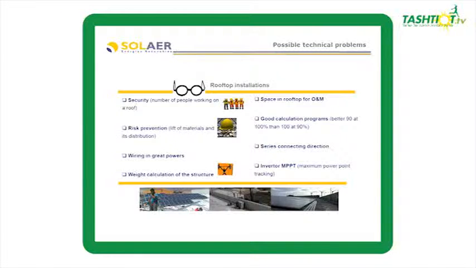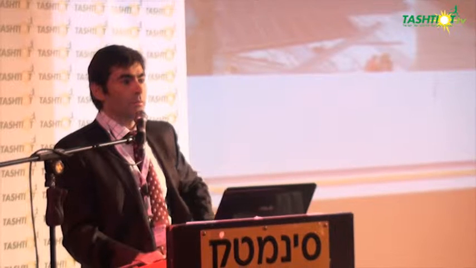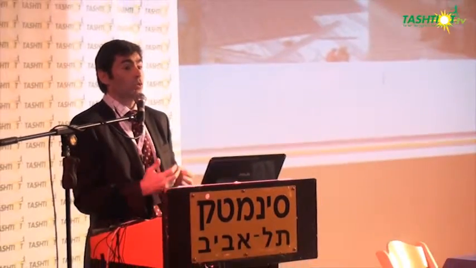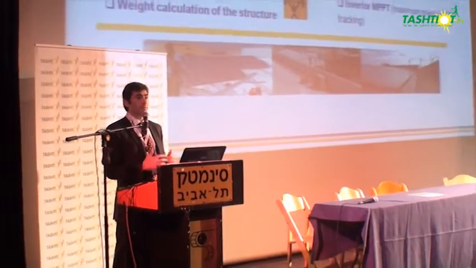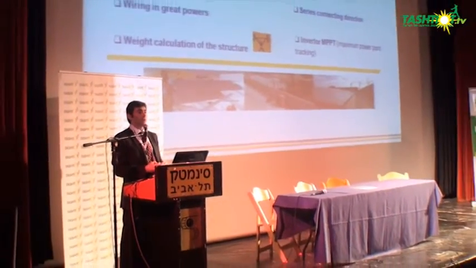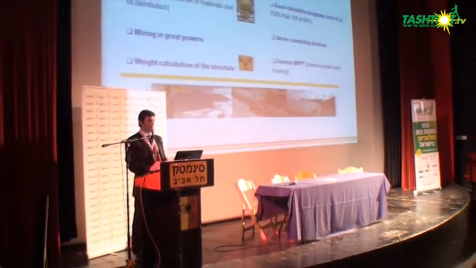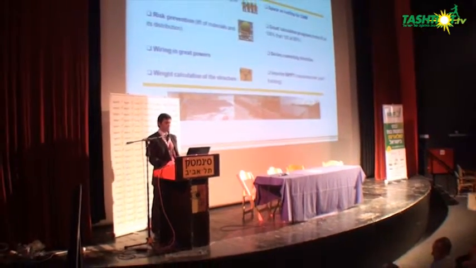Okay, on rooftop installations, some of the problems you're going to have is, first of all, security. When you have a lot of people working on a roof, it's really problematic and you can have problems. If it's a 50 kilowatt installation, there are only 4 people, but if you have to build a 2 megawatt installation, maybe you can have 40 people working at the same time on top of a roof. So it's really important that you watch out with the security and the risk prevention.